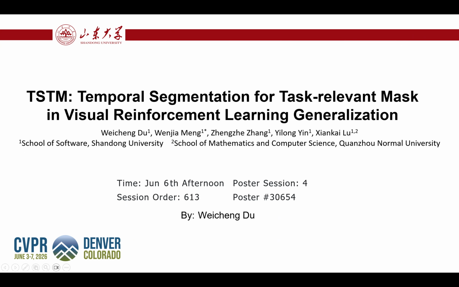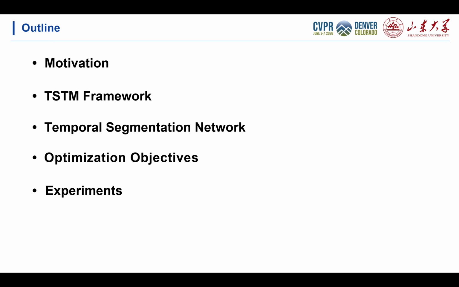In this video, I will briefly introduce our work titled TSTM: Temporal Segmentation for Task-Relevant Mask in Visual Reinforcement Learning Generalization. This work studies how temporal information can help visual reinforcement learning agents focus on task-relevant regions and improve generalization under distracting visual changes. This presentation is organized into 4 parts.